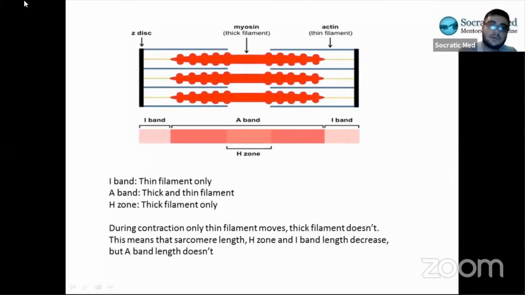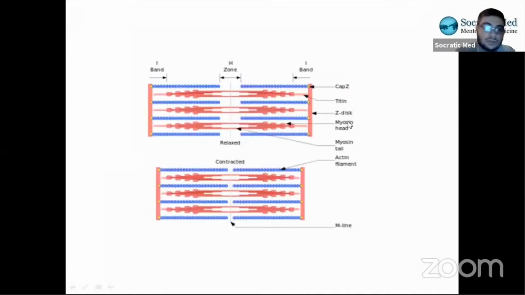Any questions before I move on after this brief overview? Actually, I wanted to show you this image beforehand. This is a relaxed muscle, and this is a contracted muscle on the bottom. The blue stuff is the thin filaments, with this red being the thick filaments, right? And everything else is labeled for you.